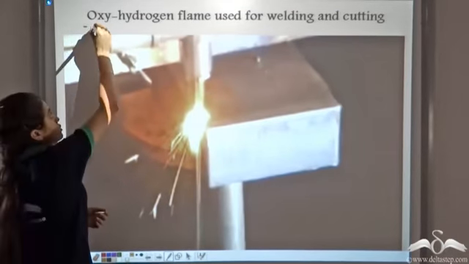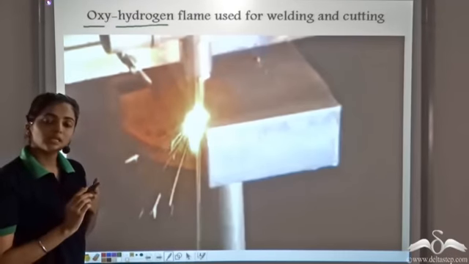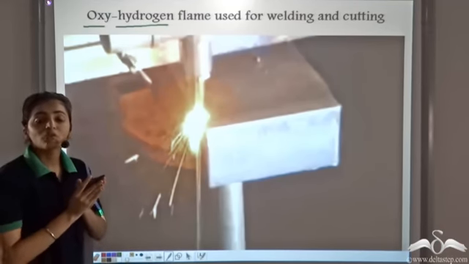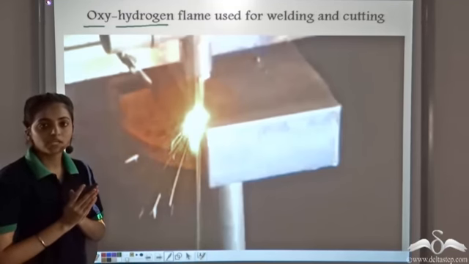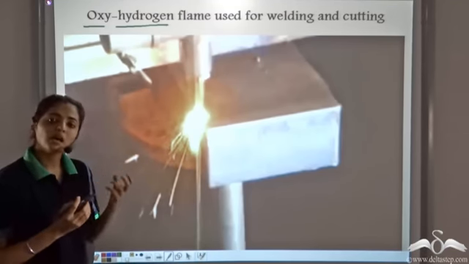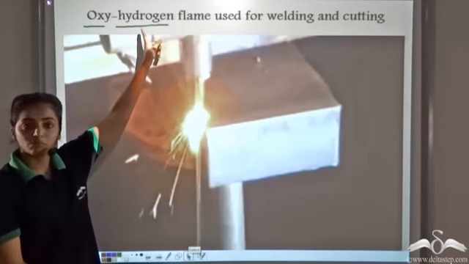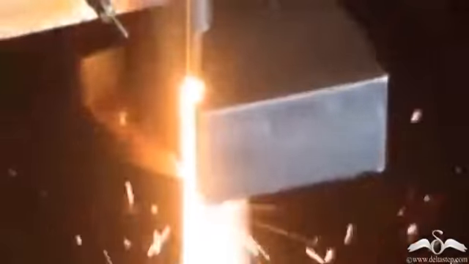This oxyhydrogen flame is a mixture of oxygen gas and hydrogen gas. This is used as it reaches very high temperatures up to 2500 degrees Celsius, and it releases a large amount of heat. So this flame, that is oxyhydrogen flame, is used for cutting and welding purposes. So in this case, the oxyhydrogen flame is used for cutting.